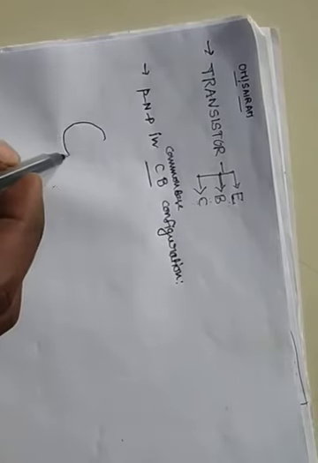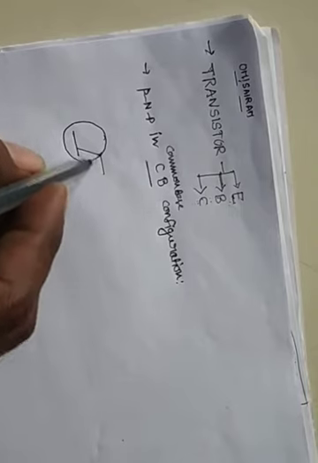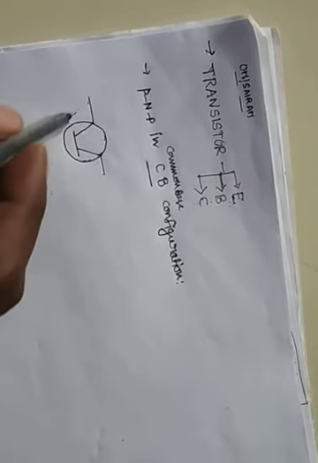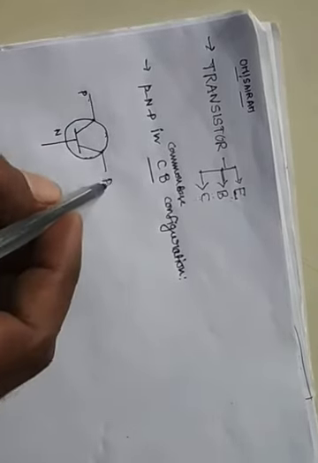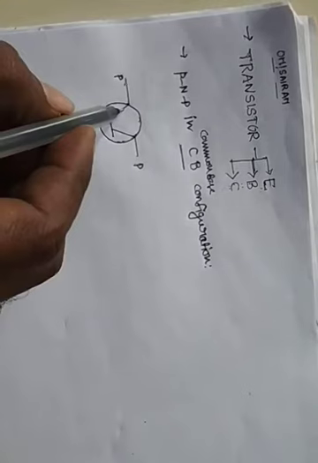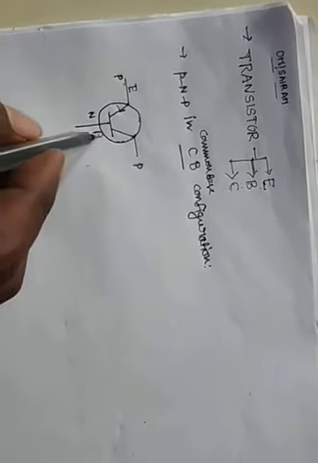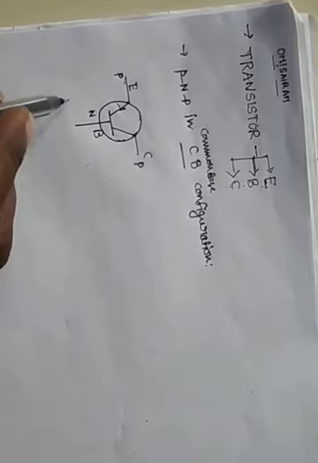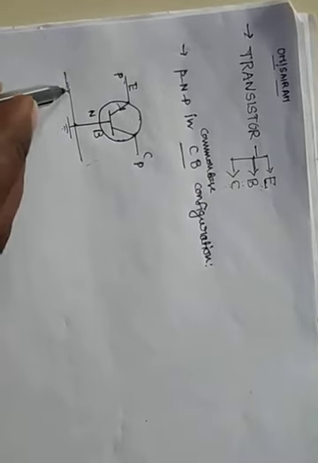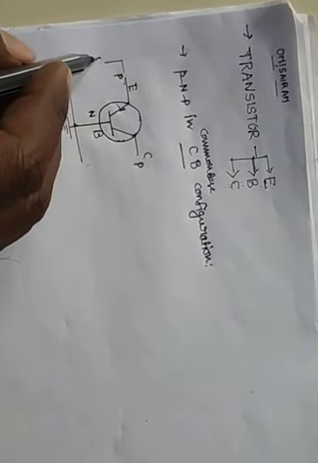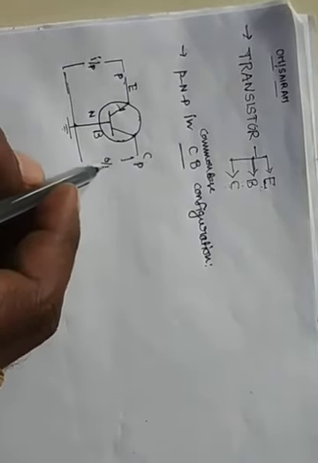Now let us consider this electronic circuit symbol. This is P, this is N, this is P. So you write it like this: emitter, base, collector. Now it is earthed. When it is earthed, then it is said to be what? Input. It is said to be output.